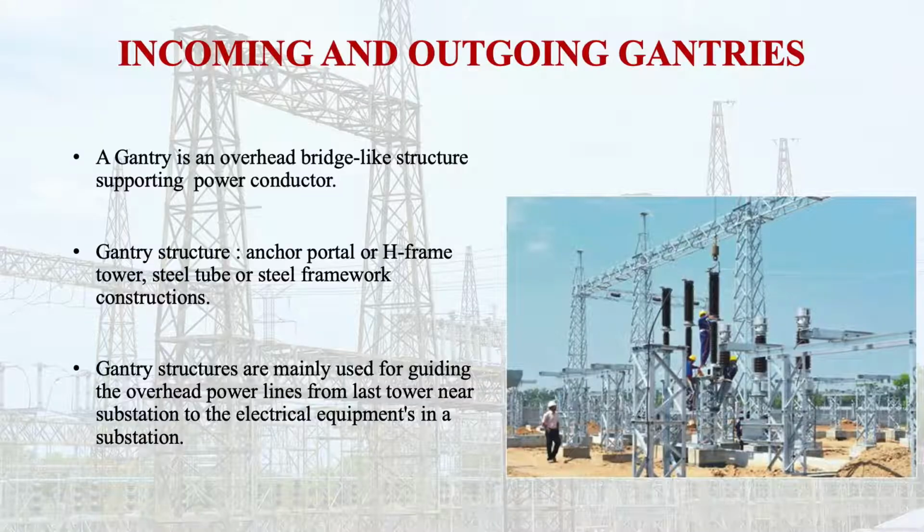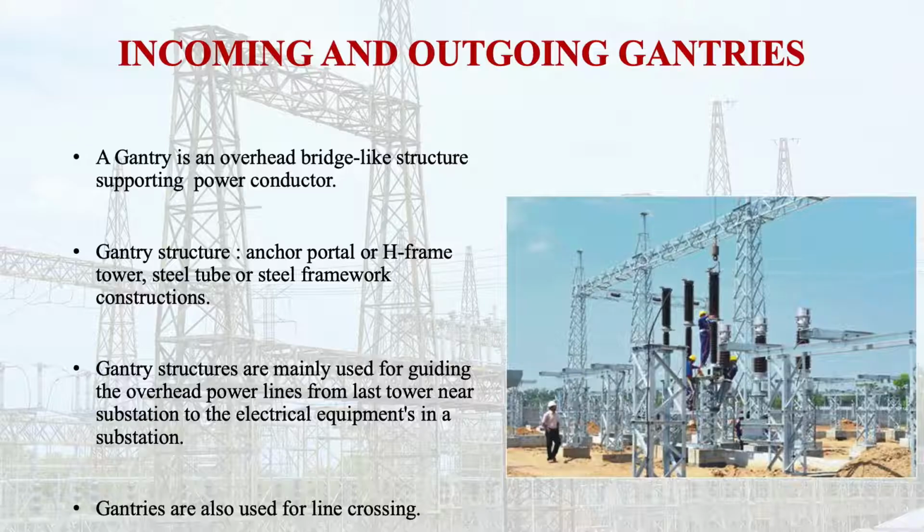Gantry structures are mainly used for guiding the overhead power lines from the last tower near the substation to the electrical equipment in a substation. This structure consists of a number of columns and beams, which depends on the number of circuits of the line. Gantries are also used for line crossing. So for guiding the lines, you need this kind of support structure.